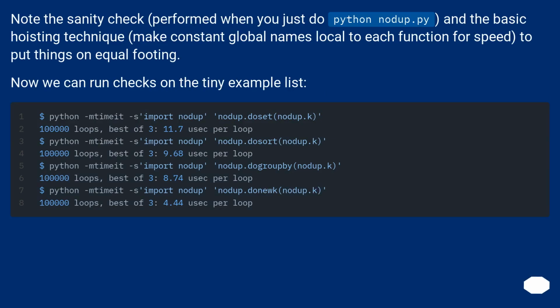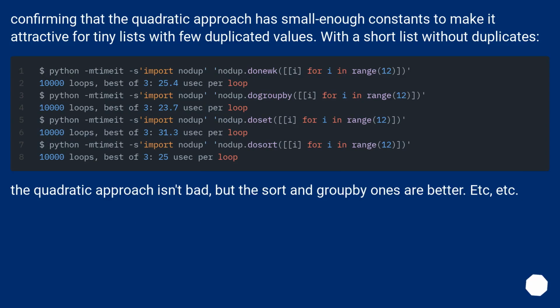Note the sanity check, performed when you just do python nodup.py, and the basic hoisting technique, making constant global names local to each function for speed, to put things on equal footing. Now we can run checks on the tiny example list, confirming that the quadratic approach has small enough constants to make it attractive for tiny lists with few duplicated values.